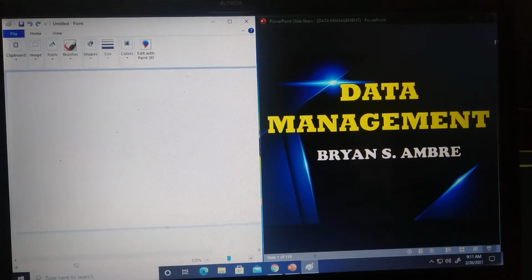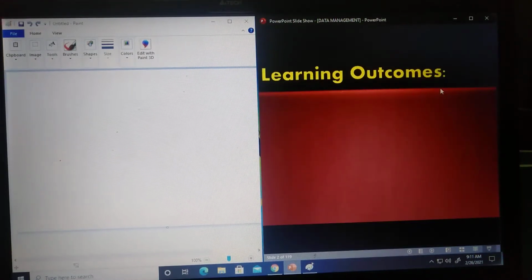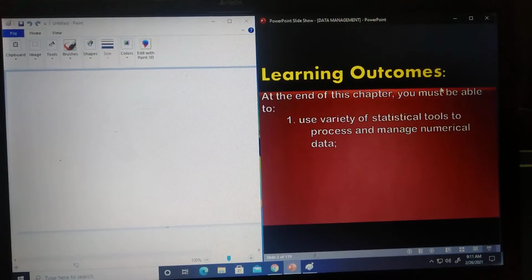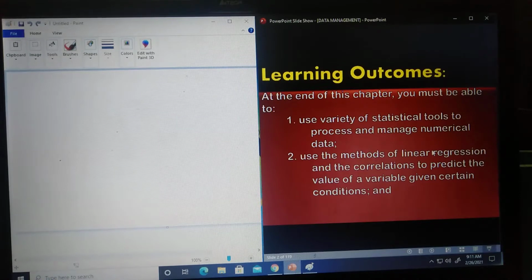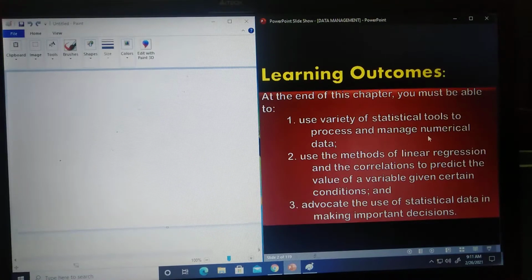Okay, so data management and our learning outcomes, or at the end of this chapter, you must be able to use the variety of statistical tools to process and manage numerical data, use the methods of linear regression and the correlations to predict a value of a certain variable given by a certain conditions, and last but not the least, advocate the use of statistical data in making important decisions. So without further ado, alam niyo yung mga learning outcomes natin, simulan na natin.